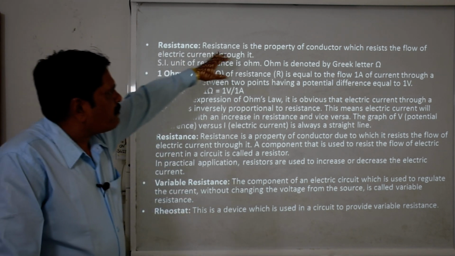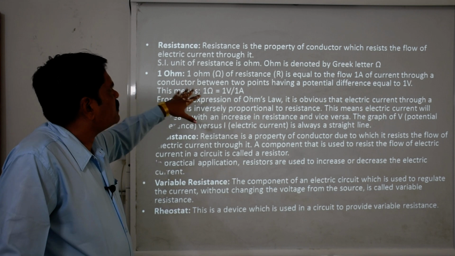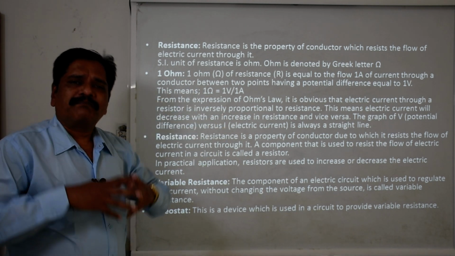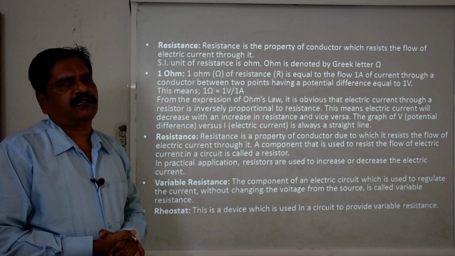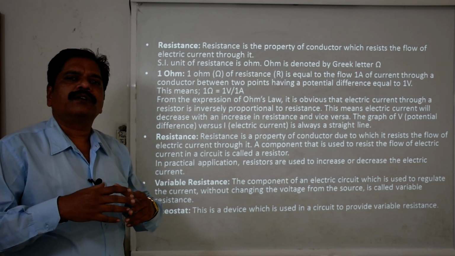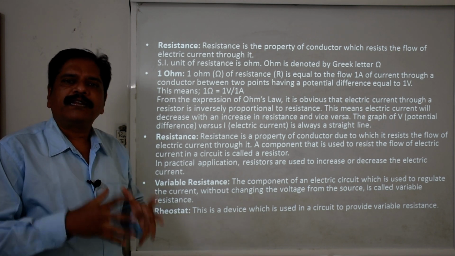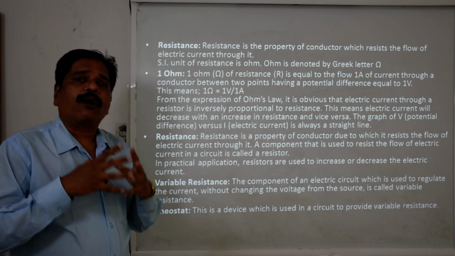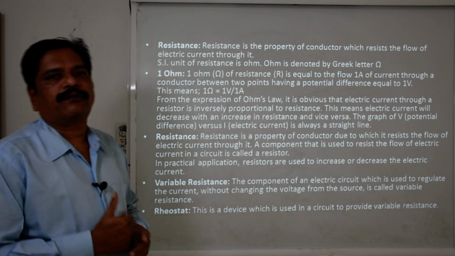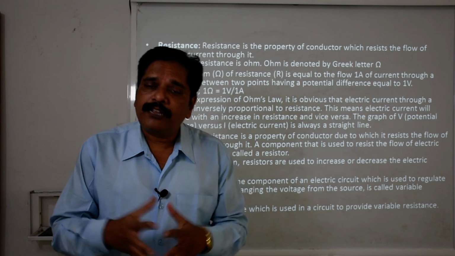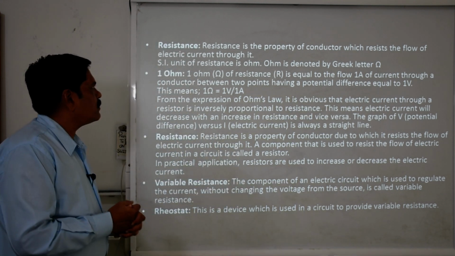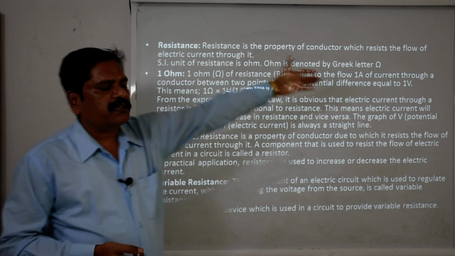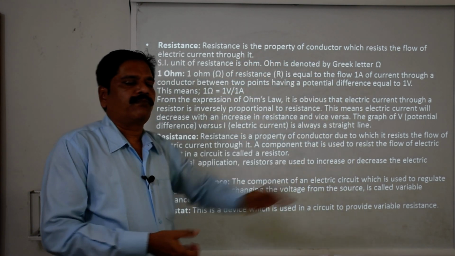So this is the property of the conductor which resists the flow of the electric current through it. That means this is the nature of the matter or substance which influences the flow of free electric charges through it, and this is called resistance. The obstacles developed by the matter of the conductor for the free flow of electric charge are called resistance. Clear? Its unit is ohm, and it is denoted by the letter omega or this symbol.